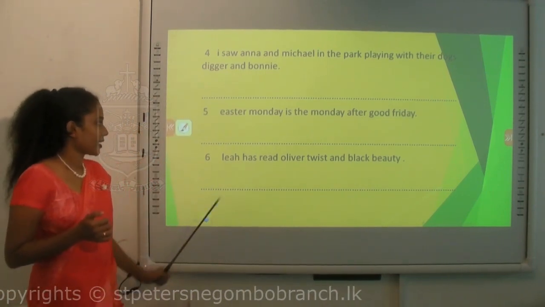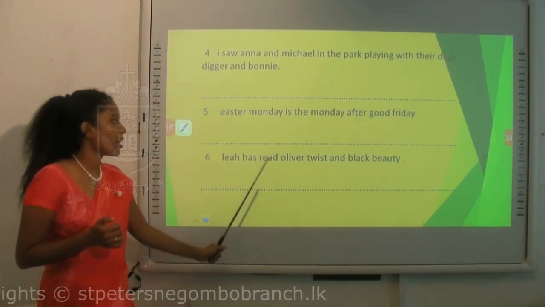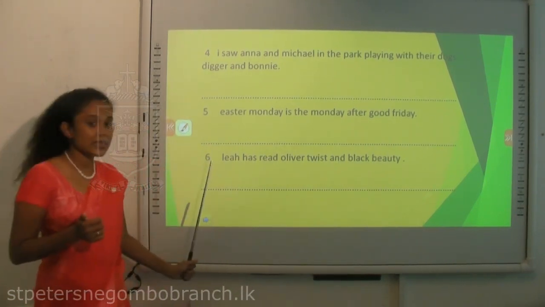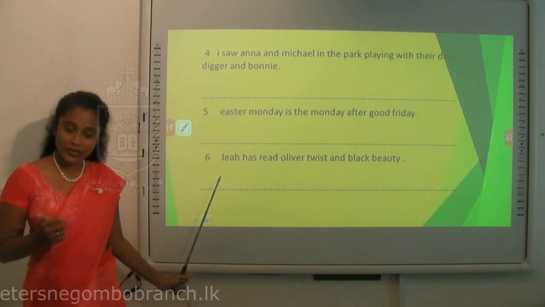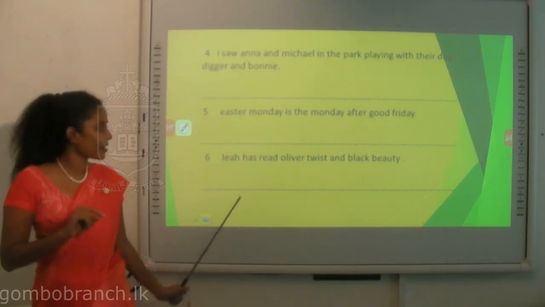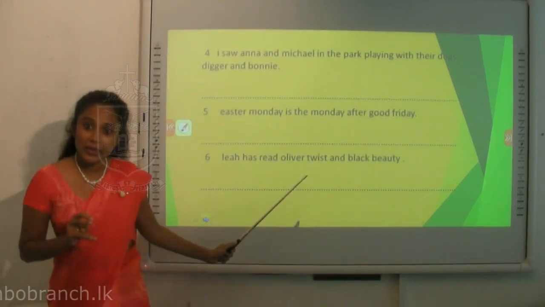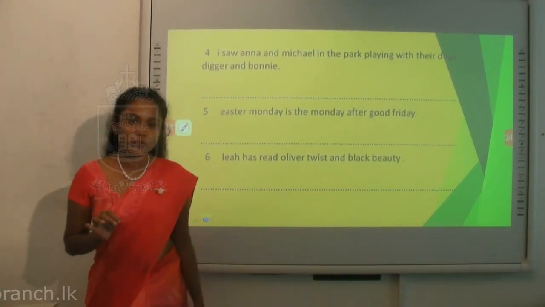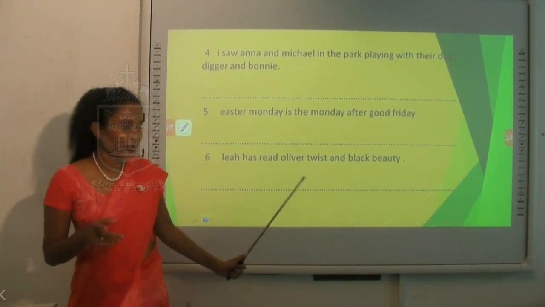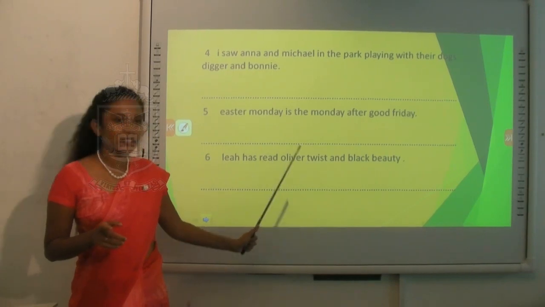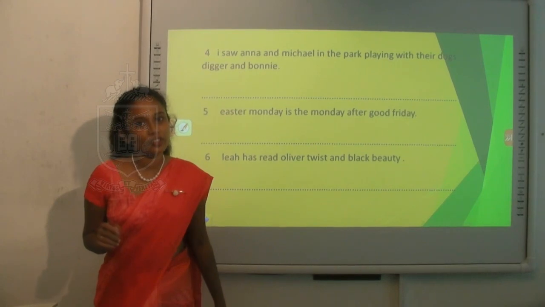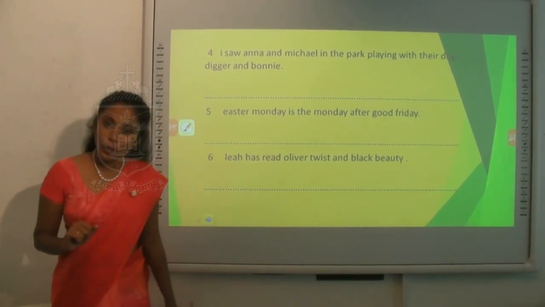Last one. Lee has read Oliver Twist and Black Beauty. Lee is the name of the person and as well the first letter of the sentence. And Oliver Twist is a name of the book. Black Beauty also the name of a book. So she has read 2 books like you all. Oliver Twist, O and T. Black Beauty, B. 2 B's are there just to change into capital. Is it clear for you all?